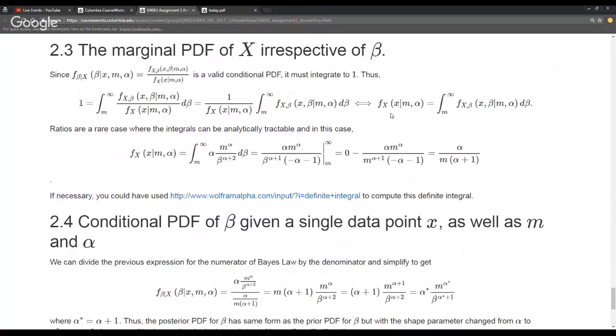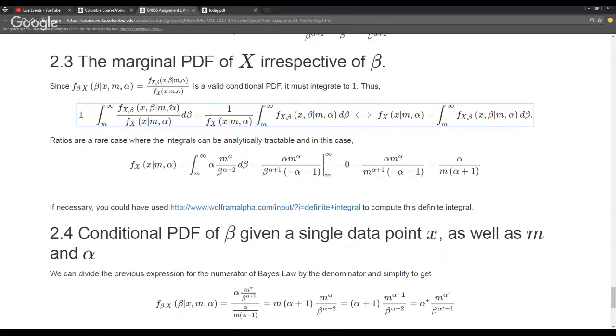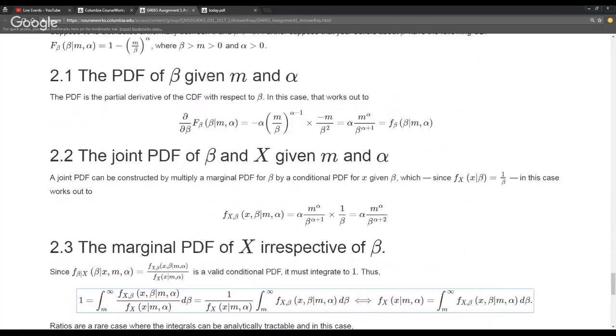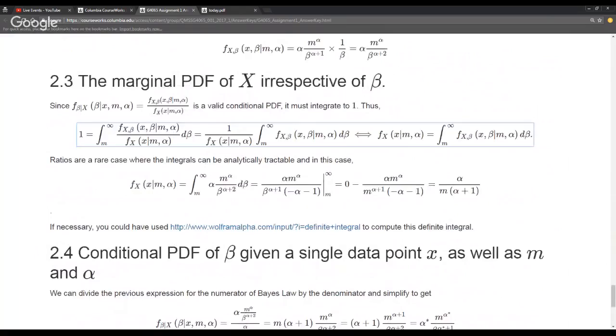We have Bayes' law. In the case of a continuous random variable such as beta, that is going to integrate to 1 over the sample space of beta. If the left-hand side integrates to 1 over the sample space of beta, the right-hand side has to integrate to 1 also. So we have 1 is equal to the integral from m to infinity. Remember, that was the condition for this to be a valid CDF, of the right-hand side of Bayes' rule here.